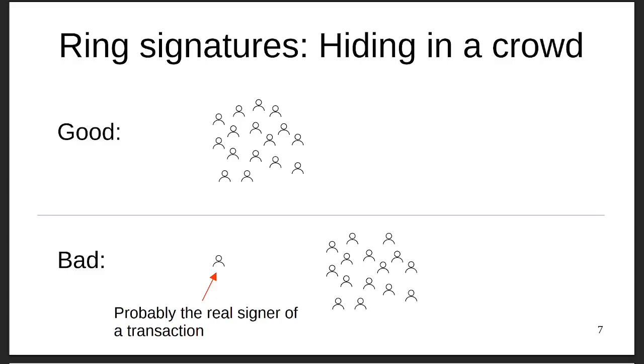The privacy model of ring signatures is based on hiding in a crowd. If the whole crowd is together in the same location, no one sticks out. It is hard for an observer to guess which individual is the real one among the decoys. When the real signer is far away from the rest of the crowd, it is easier for an adversary to determine who is the real signer. It is likely the one who sticks out. It is likely the outlier.